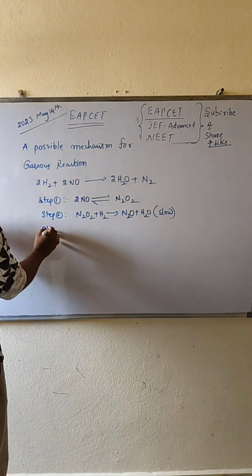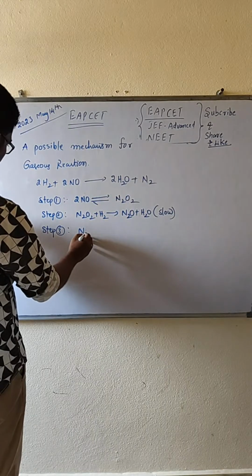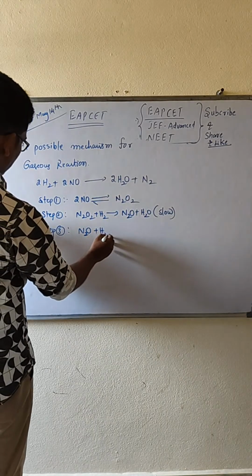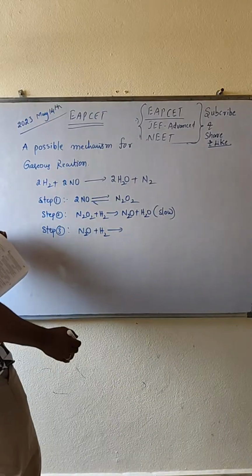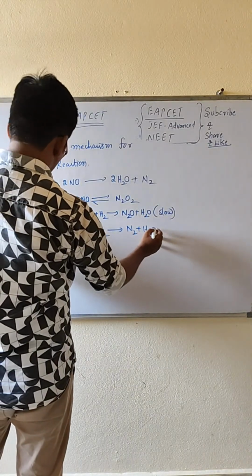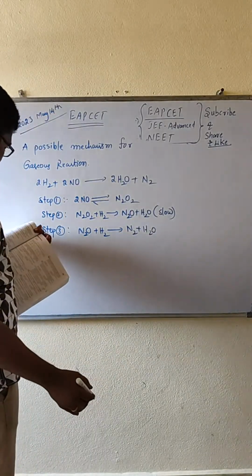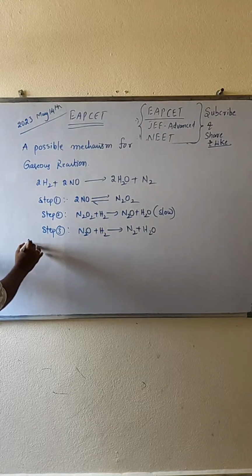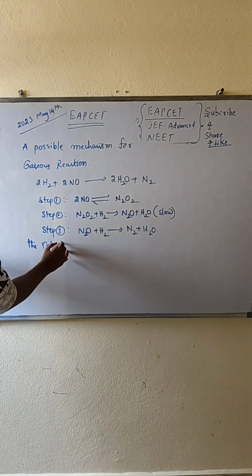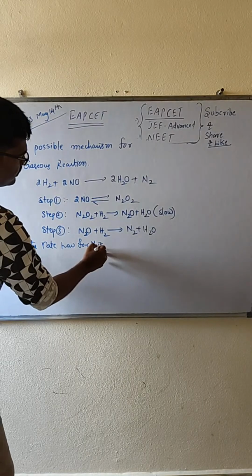Then step 3, that is N2O plus H2 gives rise to N2 plus H2O, right? The rate law for this reaction is, the rate law for this reaction, this is the question.